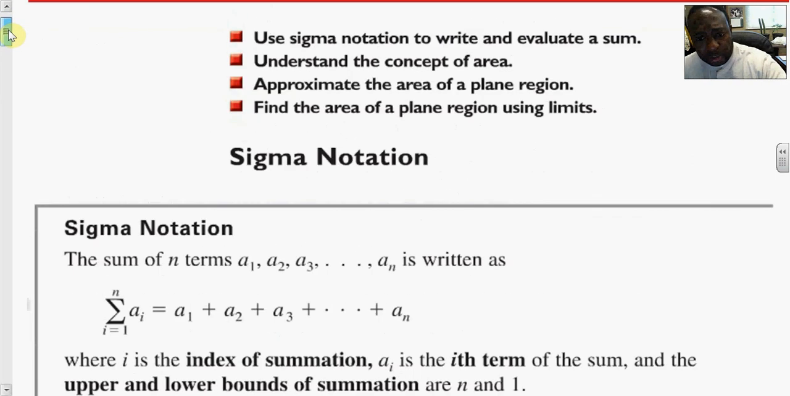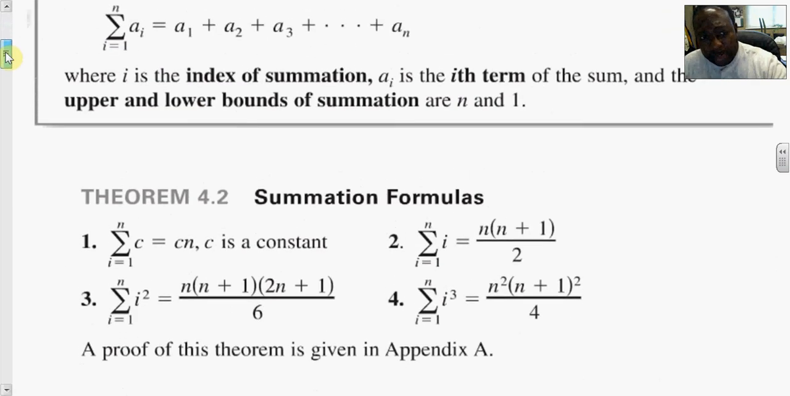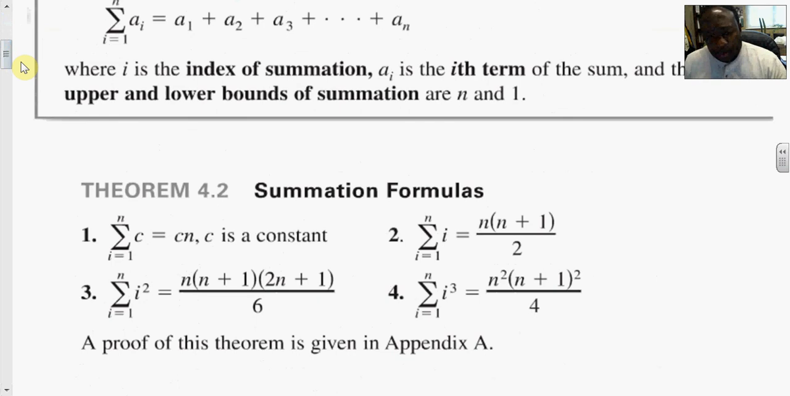So first, the sigma notation, excuse me. Here, the summation of n terms. Here, the terms are no more than just a sequence of values. So a sub i, as i goes from 1 to n, we add up those terms, and we call that the summation.